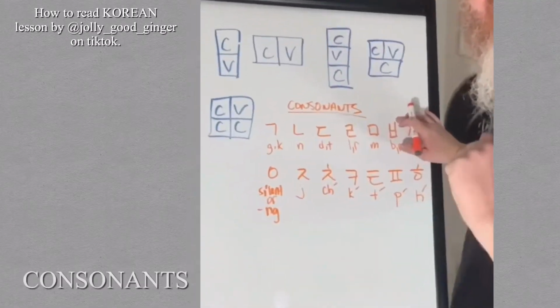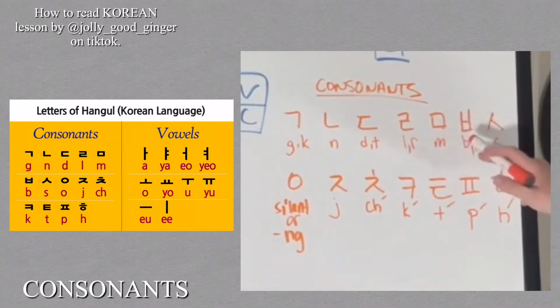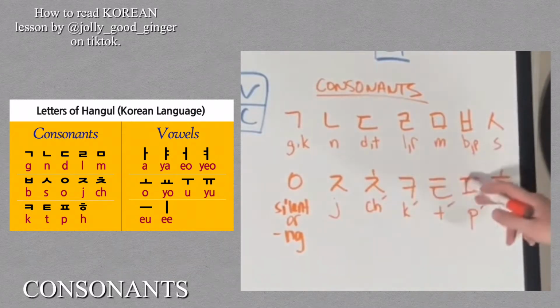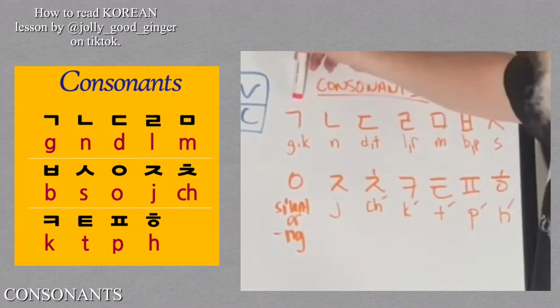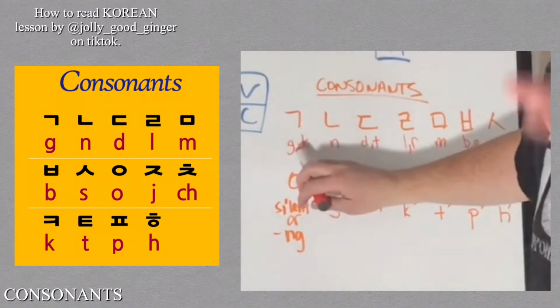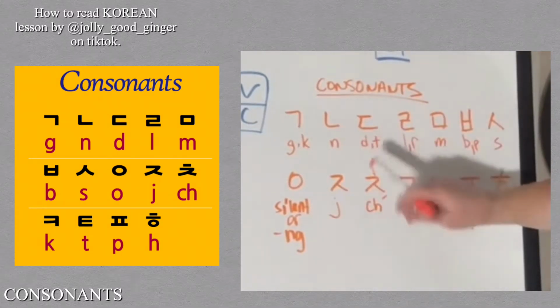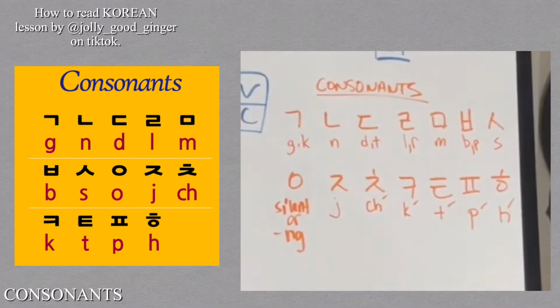Now let's look at the consonants. G, N, D, R, M, B, S, J, Ch, K, T, P, H. Again, that sounds confusing, but it's not. Stick with me. On this first consonant, the G, notice how it starts with a G, kind of ends with a K. N, starts with a D, kind of ends with a T. This one's really difficult for American speakers. Don't worry, just practice it. You'll get it over time.